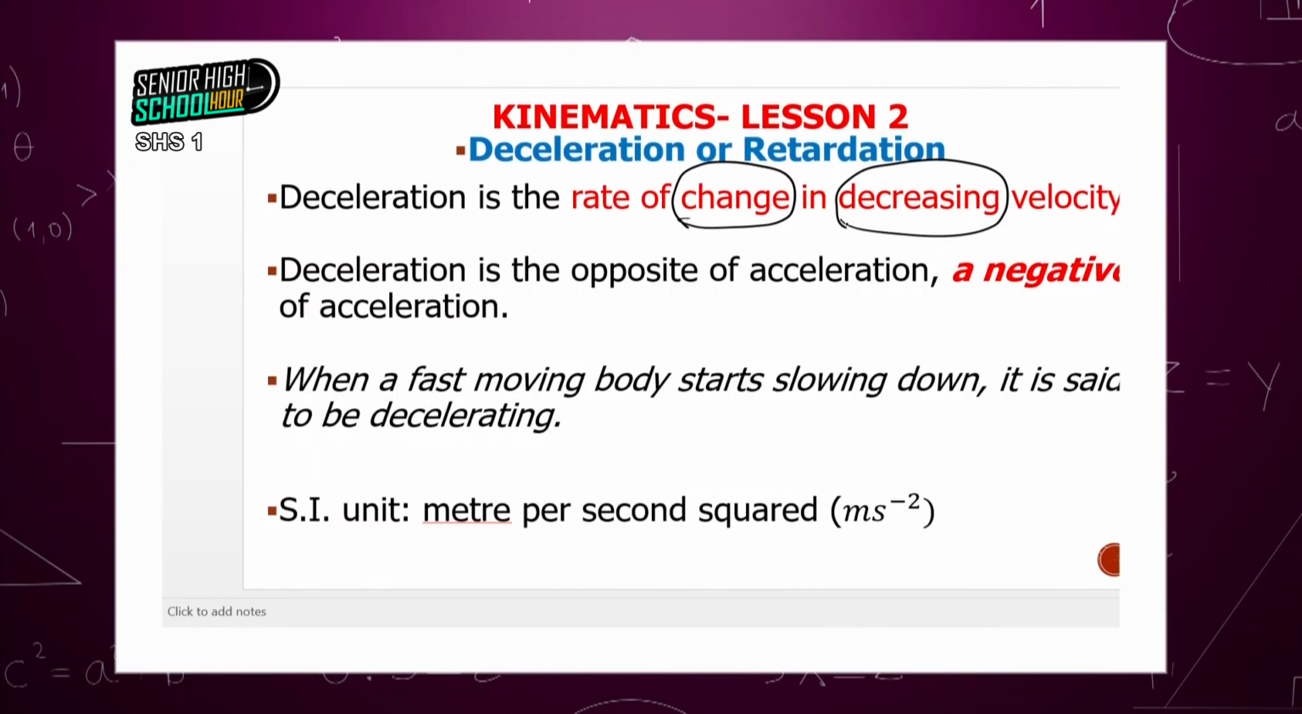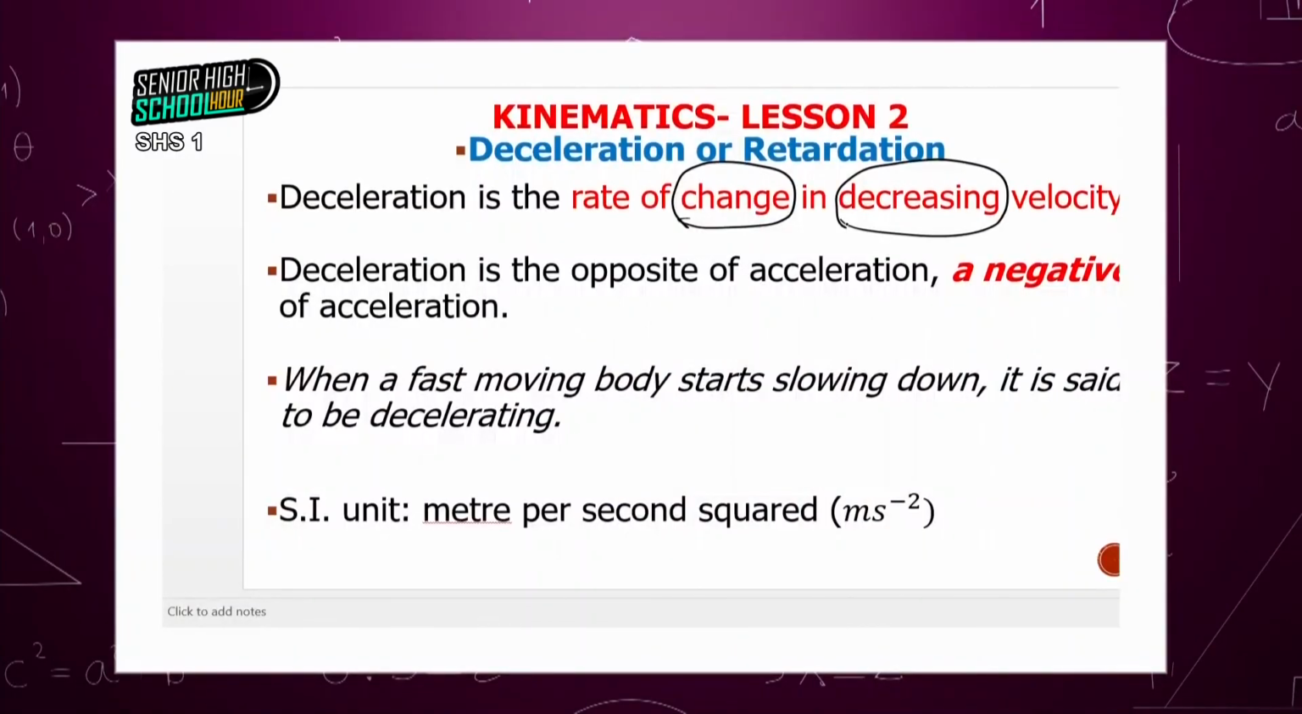Now, deceleration is the opposite of acceleration. So the driver is stepping on the accelerator, the vehicle is moving very fast, we say it is accelerating. Now, the driver is stepping on the brakes, the vehicle will now be slowing down, we say the driver or the vehicle is decelerating. Now, deceleration is a negative acceleration or a negative of acceleration. It is very, very important to take note of this.